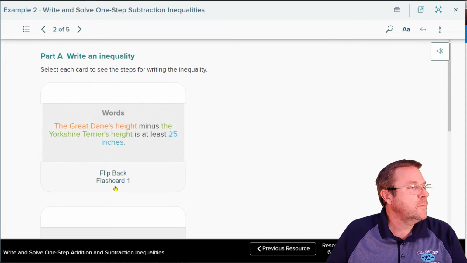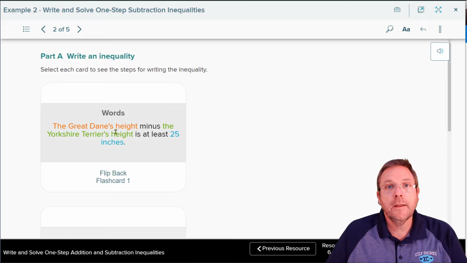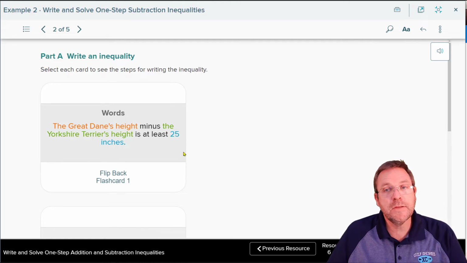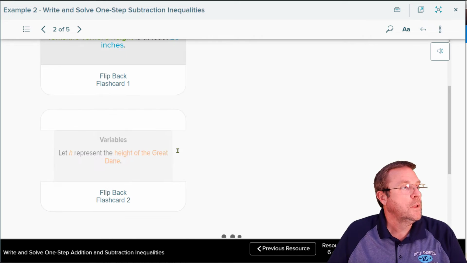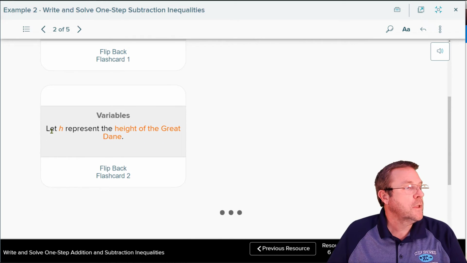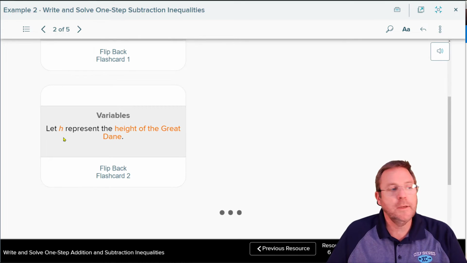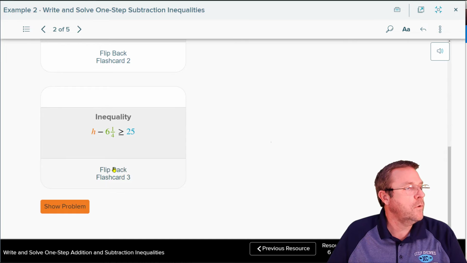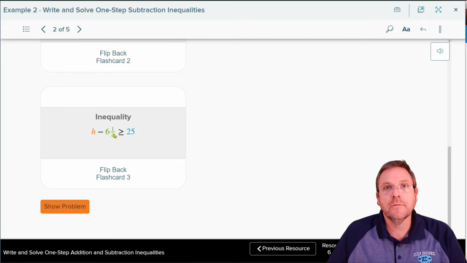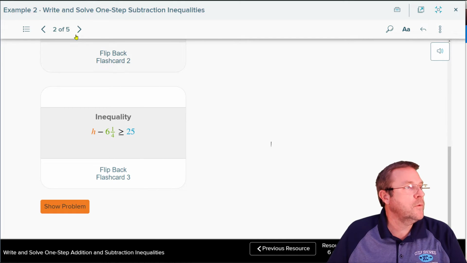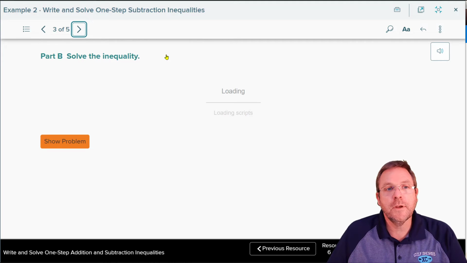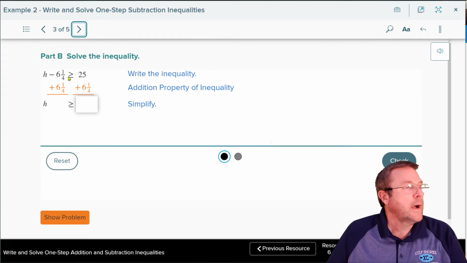In words, what does this mean to us? It means that the Great Dane minus the Yorkshire Terrier's height is going to be at least, which means greater than or equal to, the 25 inches. They define the variable by letting h represent the height of the Great Dane, and from there, the inequality is going to say h minus the little dog is going to be greater than or equal to the difference between them of 25. That is the inequality that we're going to be using and solving as we continue to work through this problem. Isolate the variable.